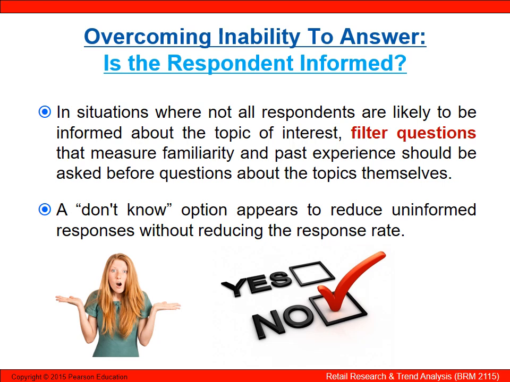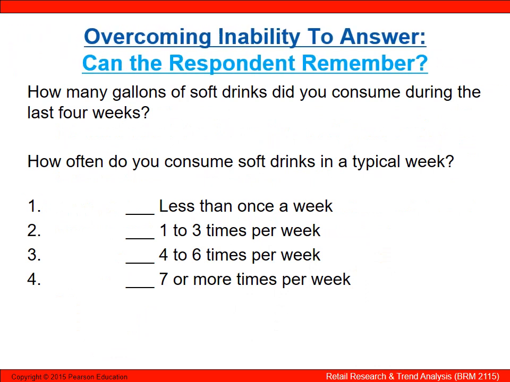"Don't know" options appear to reduce uninformed response without reducing the overall response rate or the response rate for questions about which the respondents have information. Hence, this option should be provided when the researcher expects the respondents may not be adequately informed about the subject of questions. Also, in some cases, it may be appropriate to give respondents relevant information about the brand or product before asking them to express their opinion. The ability of respondents can also be enhanced by asking questions in a way that will help them remember a response.